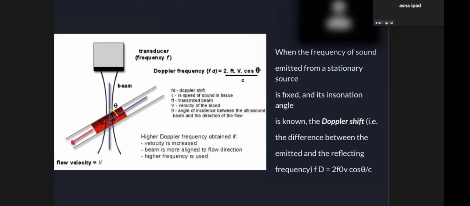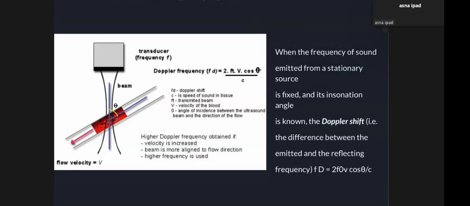So the frequency of sound emitted from a stationary source, which is the probe, is fixed and its angle is known, then the Doppler shift can be calculated. The Doppler shift directly depends upon the frequency of the transmitted beam, the velocity of the blood, and the angle between the beam and the flow of the blood.